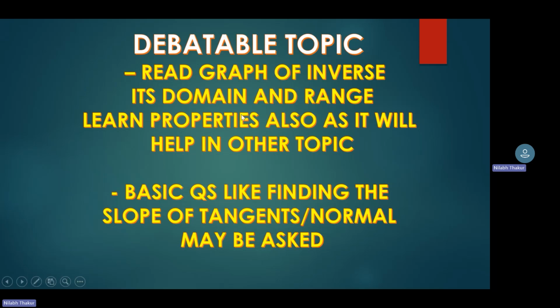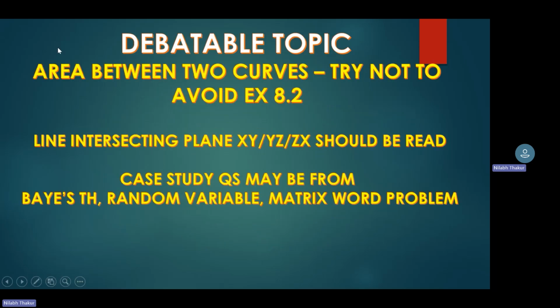Now coming to the next, I will just open the discussion in between. Area between two curves, just read 8.2 also. In 3D, line intersecting the planes xy, yz, zx should be read. So case study questions may be asked from the Bayes theorem, random variable and matrix word problems.